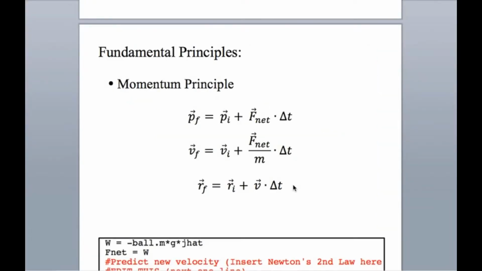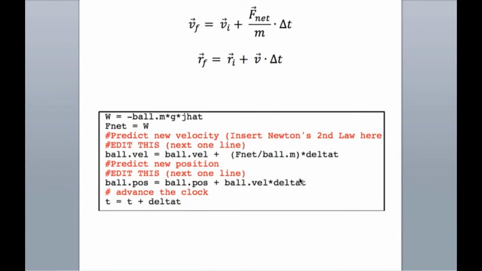The first fundamental principle is Newton's second law, or the momentum principle. This principle is used to update the velocity and position of the ball in our code. From the basic form F equals ma, we see these derivations of updating momentum, velocity, and position for a given time step and net force. In our code, we see that the net force all comes from the weight force. And within our while loop, the velocity and position update formulas are used to constantly update the ball for every given time step delta t.